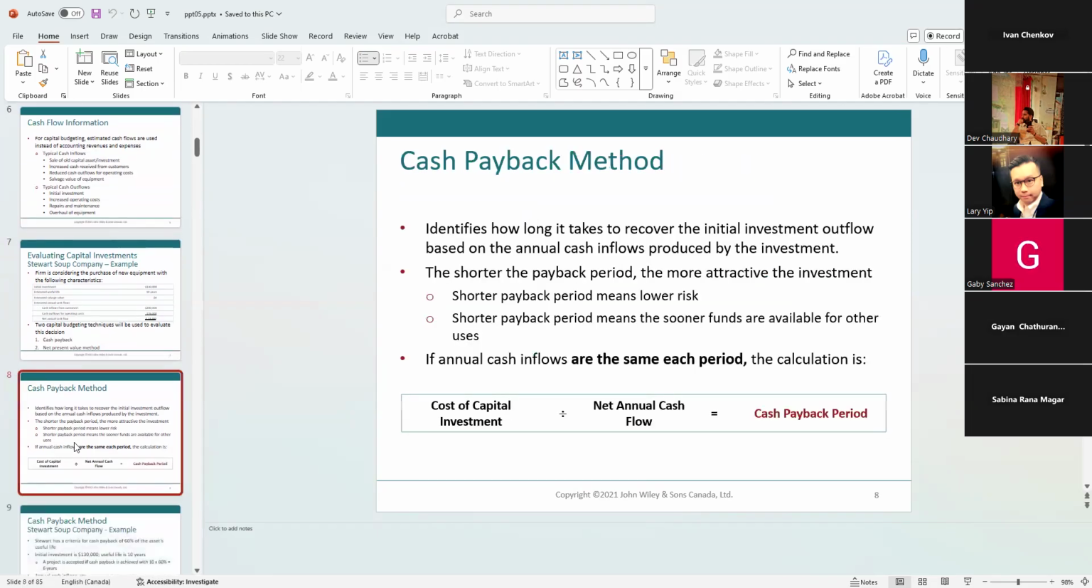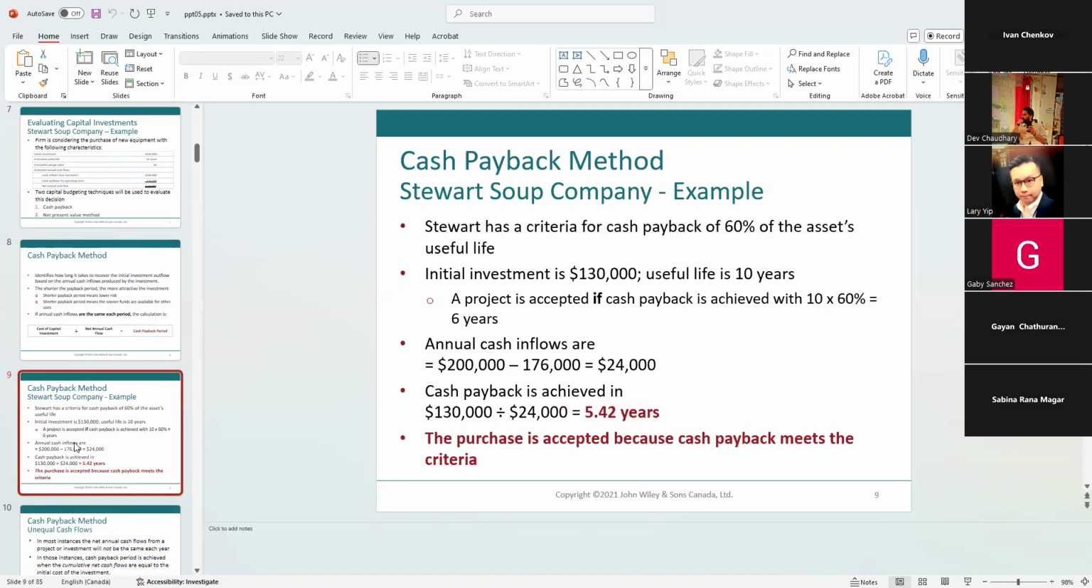Cash payback method, we saw it in the class, and I told you this will be the only method that I'm going to test you on. What we have to do is identify how long it takes to recover the initial investment from the cash that we're going to receive for this project. It's a very simple formula. We take the initial investment as the numerator and annual cash inflow as the denominator, and we simply calculate how long it's going to take us to recover the initial investment.